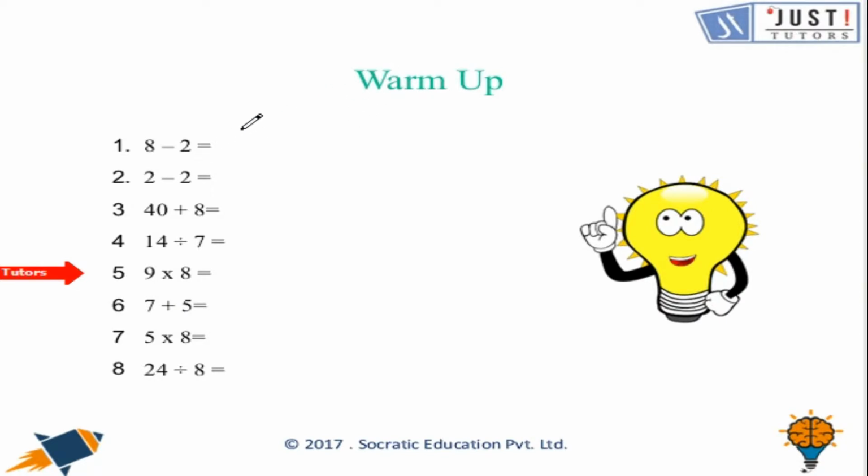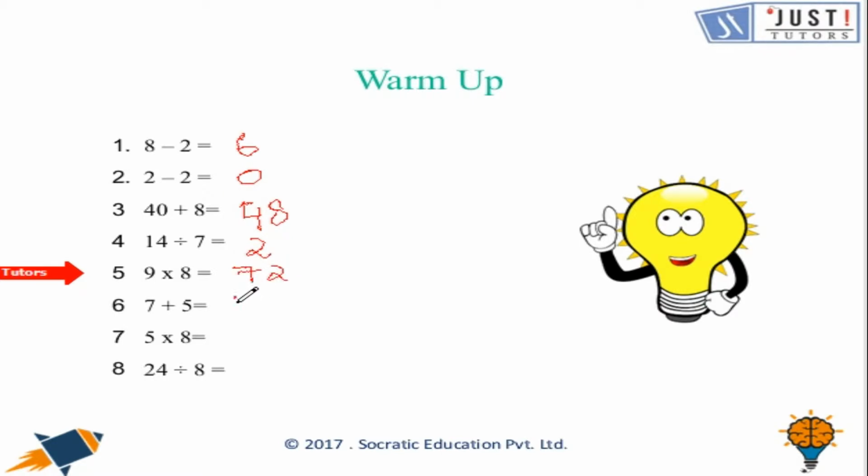So 8 take away 2 is 6. 2 take away 2 is nothing, that's 0. 40 add 8 is 48. 14 divided by 7 is 2. 9 times 8 is 72.